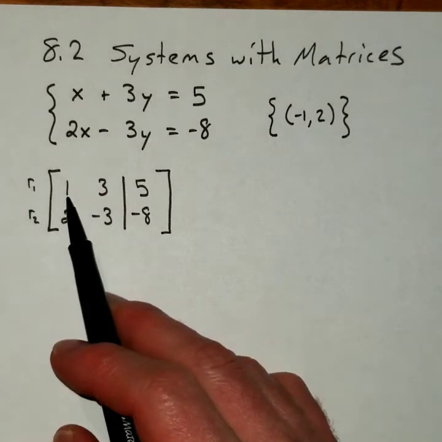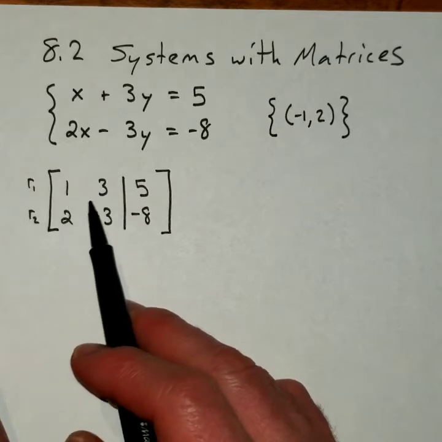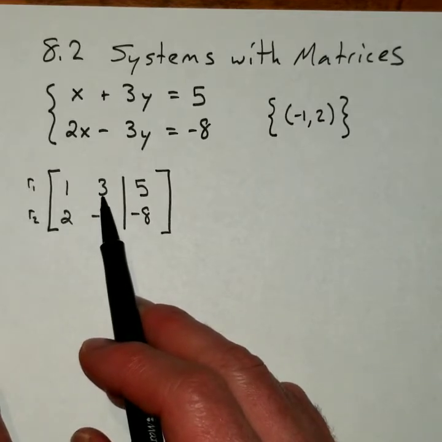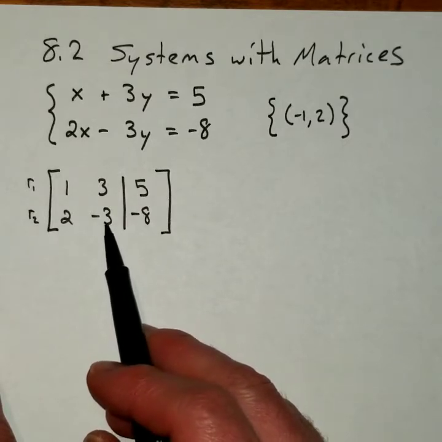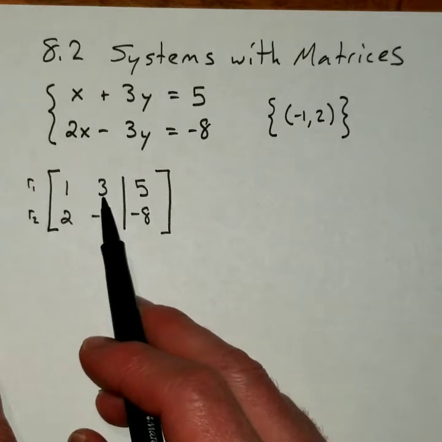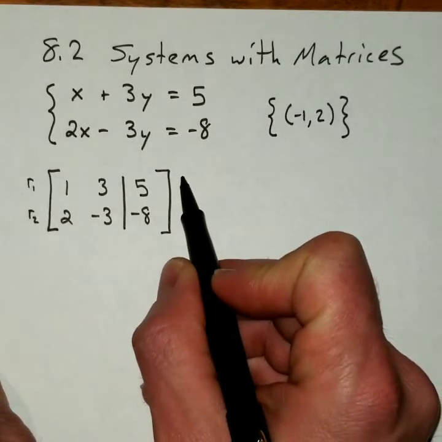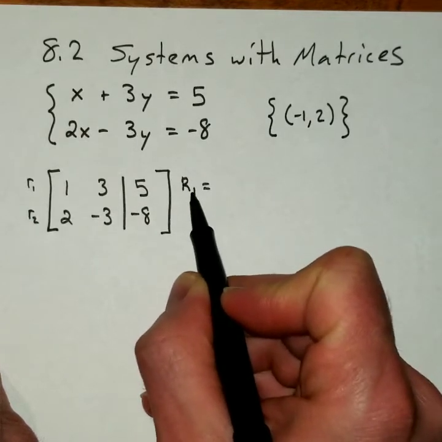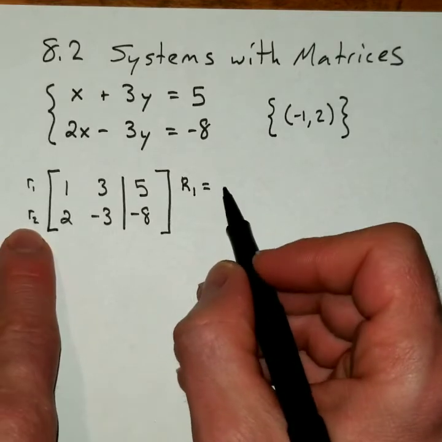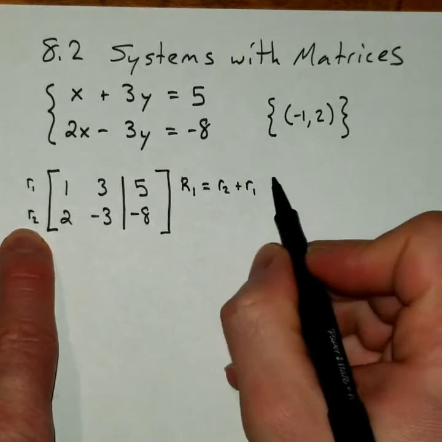Now I already have a 1 up in the first spot, so that's good. So the question is, can I get a 0 in the second spot? The answer is yes. Using row operations, I can simply add the bottom row to the top row to make that a 0, right? Adding -3 to 3. So to represent this, we're going to say the new row 1, capital R1, is going to be the previous row 2 plus row 1.